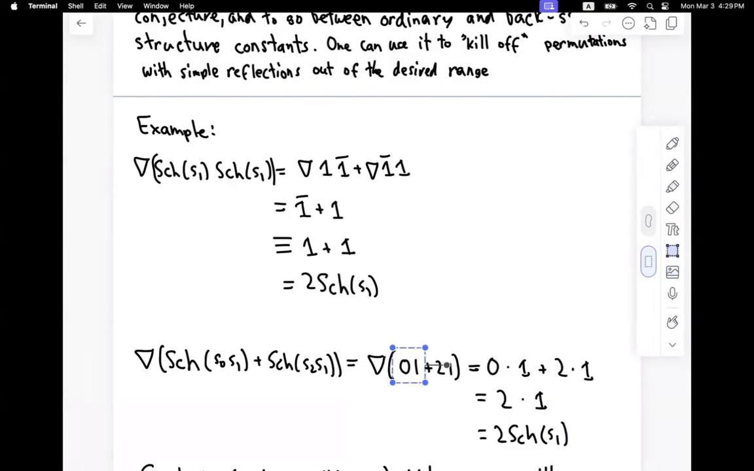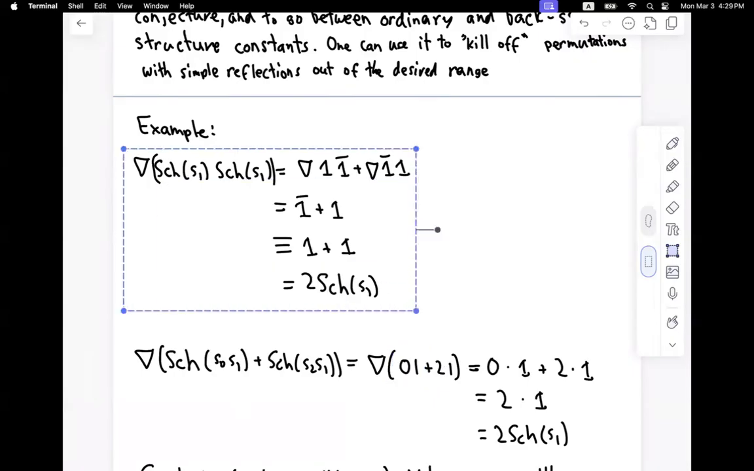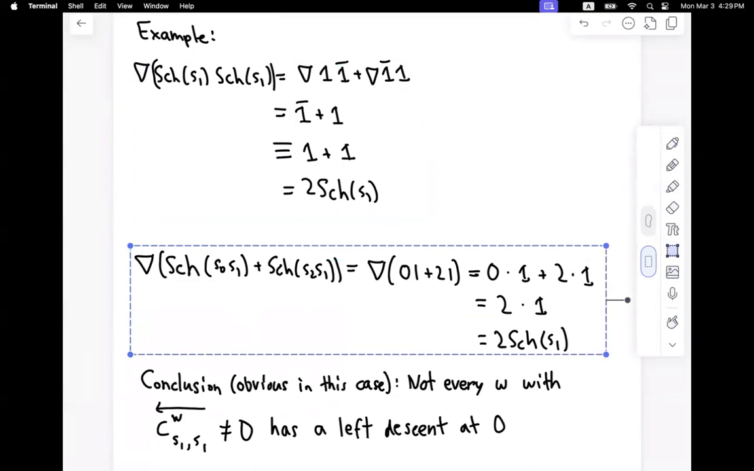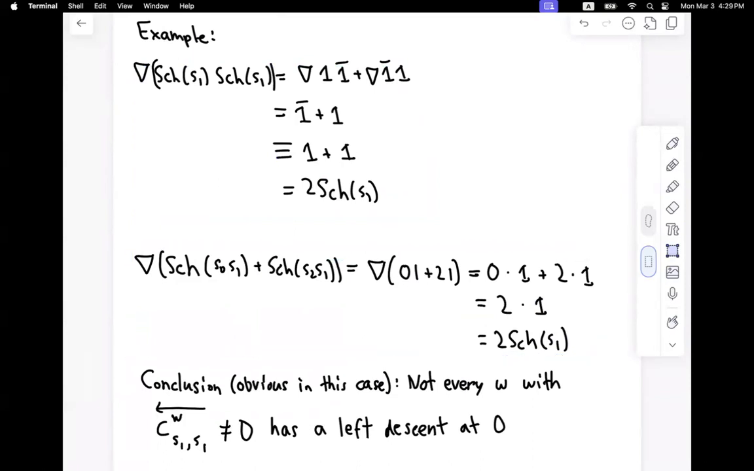And so in particular, the fact that I can get something over here by applying nabla means that I had to have something over here that doesn't start with a 0. This is an obvious conclusion in this case, because otherwise the Schubert product would be trivial here. But it's the case that not every W where the backstable structure constant here is non-zero has a left descent at 0. Again, that's trivial in this case, but there are other cases where it's a lot less obvious, where we can use the same tools.